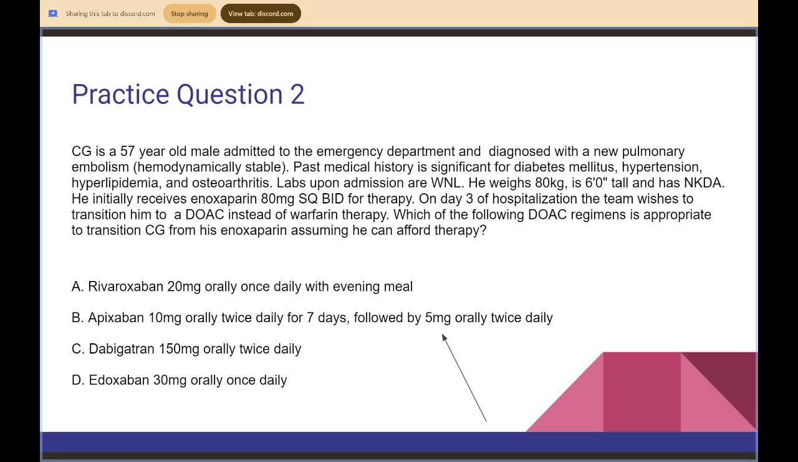And then A is correct if the condition was AFib. For VTE, it's going to be 50 mg BID for 3 weeks and then 20 mg daily.